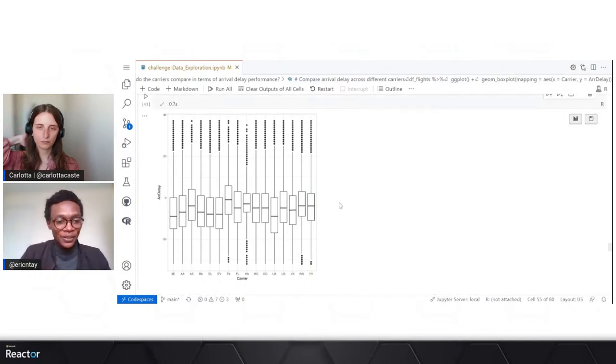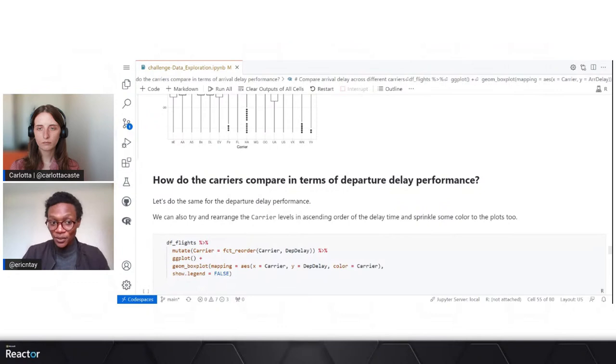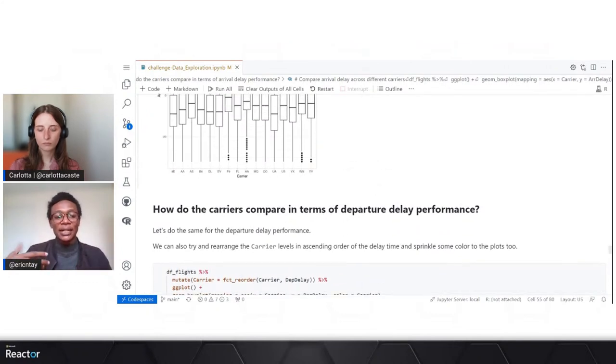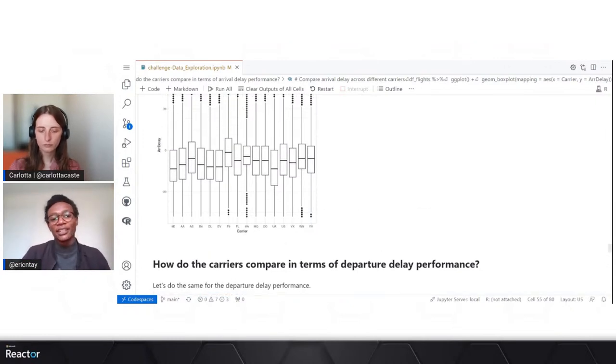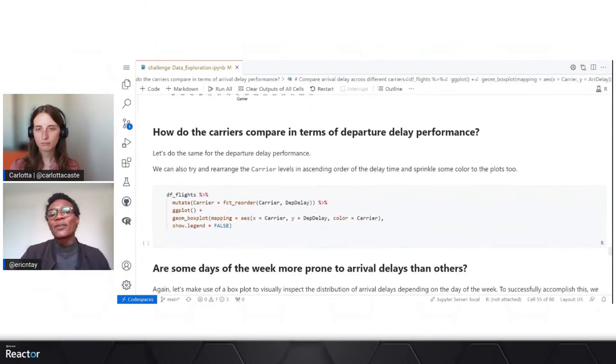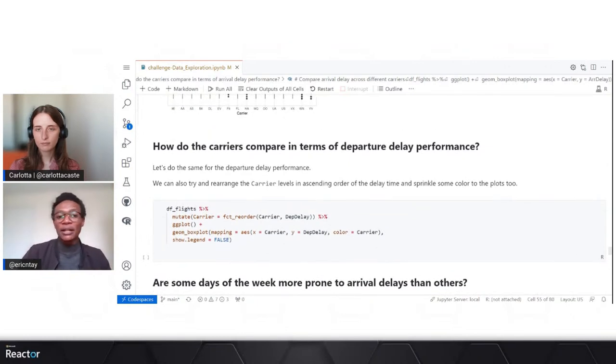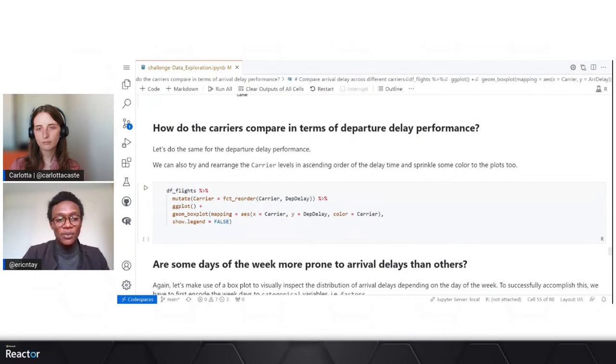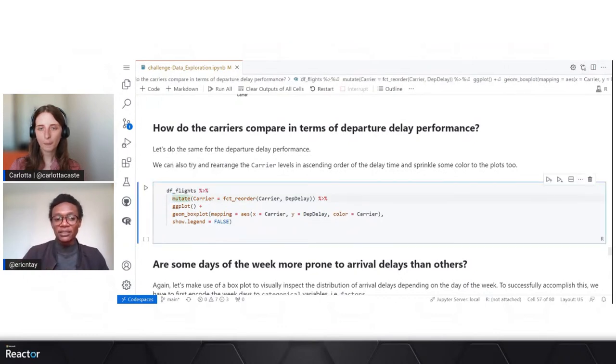Eyeballing through this could be difficult and prone to error. So in our next code chunk, we're going to do the same thing, but leverage ways that you can arrange all this nicely and save yourself some of that energy in trying to see what's the largest and what's the minimum, and make your work easier. To do that, we'll investigate how the carriers now compare in terms of departure delay, with some carriers having a large departure delay and some a small one.